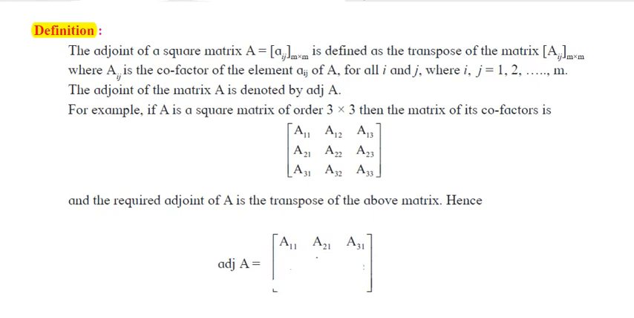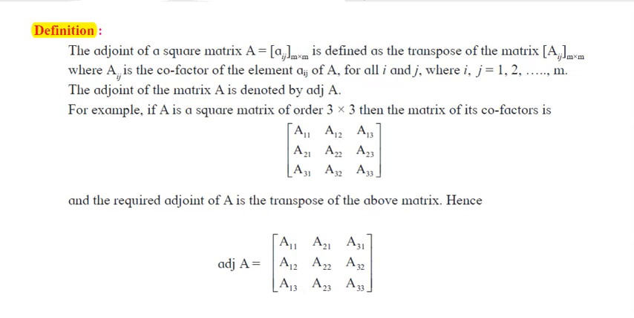Transpose means the rows have to be written in terms of columns and the columns have to be written in terms of rows. In a similar way, the second row is A12, A22, A32 and the third row is A13, A23, A33. So this is the way we are going to find the adjoint matrix A.